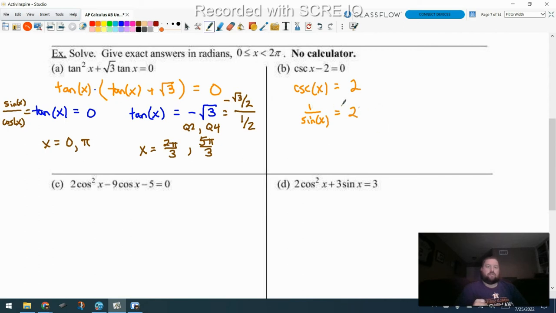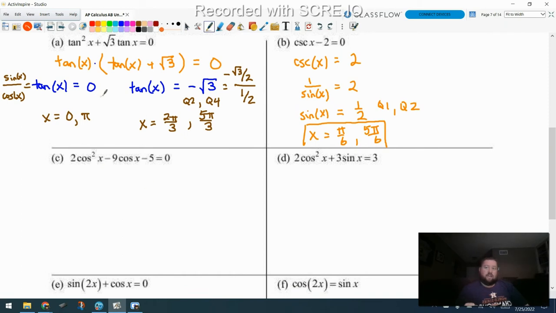And so you can just flip both sides over. So I can say this is sine x, and this is equal to a half. And that's something that I should know. I know sine's equal to a half at pi over 6. That's quadrant 1, and then quadrant 2. So 5 pi over 6, Q1 and Q2. And that's it.